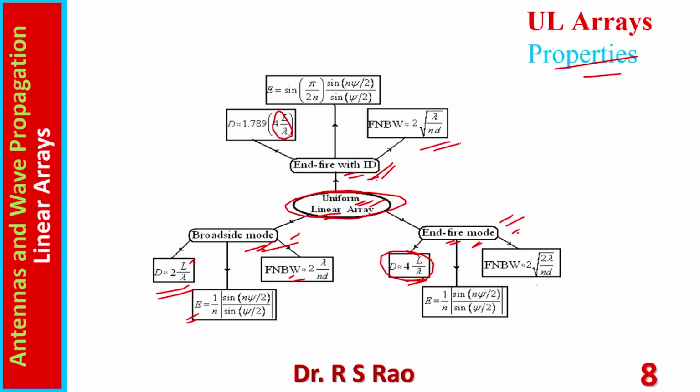So these are important aspects pertaining to uniform linear arrays when they are working in different modes. Before going further, directivity, first null beam width and array factor of backfire mode or backside mode are the same as end fire mode. Similarly, directivity, beam width and array factor of backside or backfire with ID mode are the same as end fire mode with ID. For this reason, they are not shown separately here.